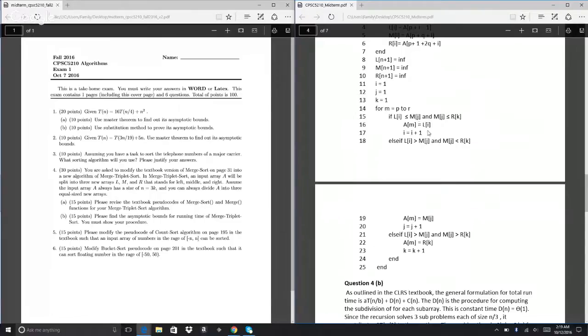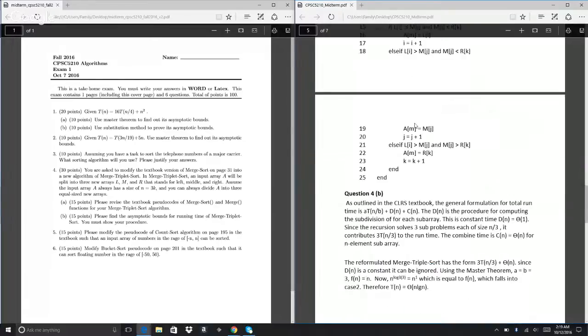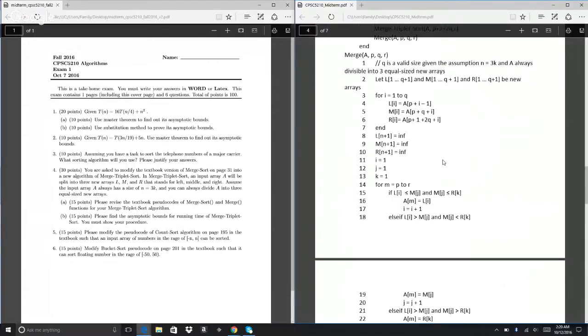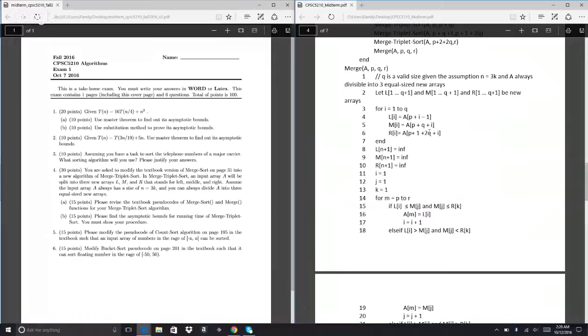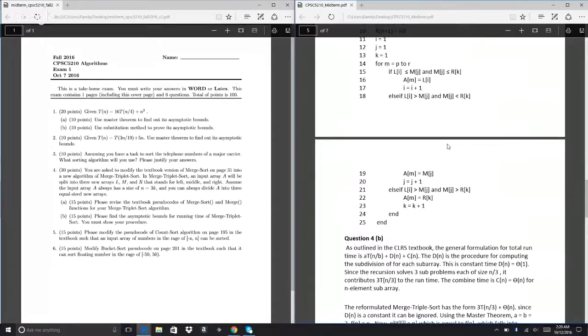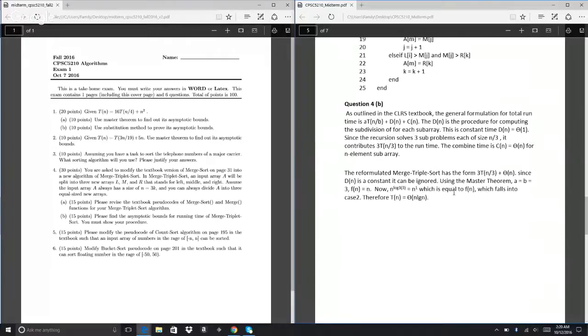So A of K is L of I, and that uses I, so that iterates forward. Here in this one, the hierarchy is R, L, M, M being the lowest, using the J iterator. So A of K is equal to M of J, iterate J forward one. And here, it's L, M, R, R being the lowest, K is equal to K plus 1. So it follows the same exact procedure. The only extra bits here are trying to figure out the right starting bounds and consolidating the loops, and then doing the extra logical evaluations.